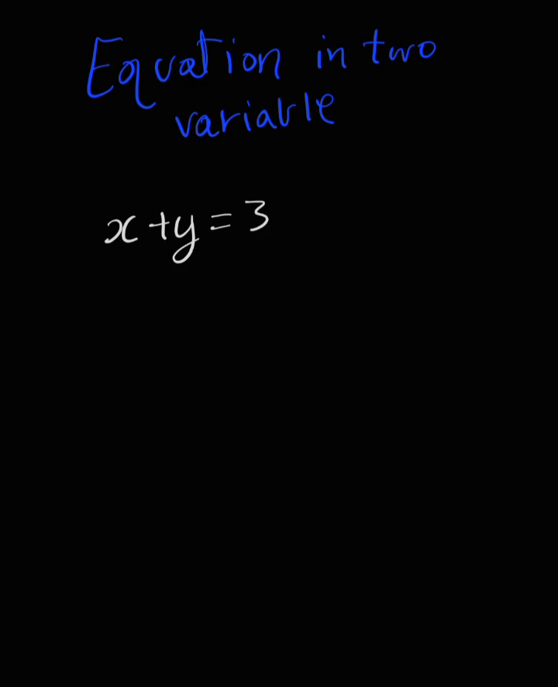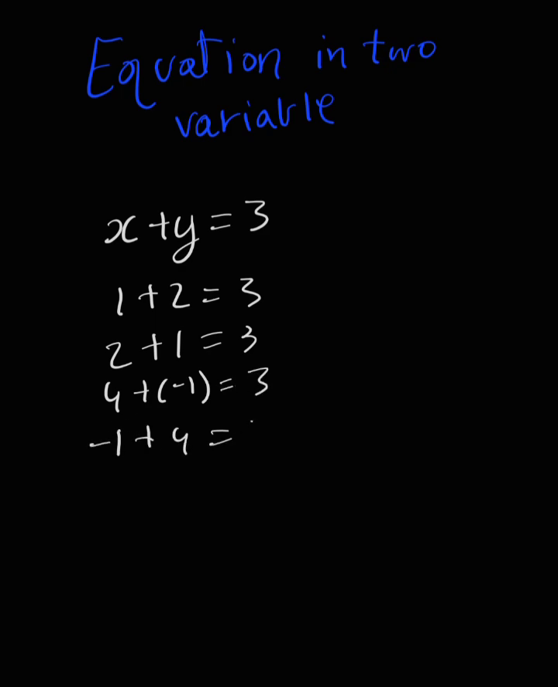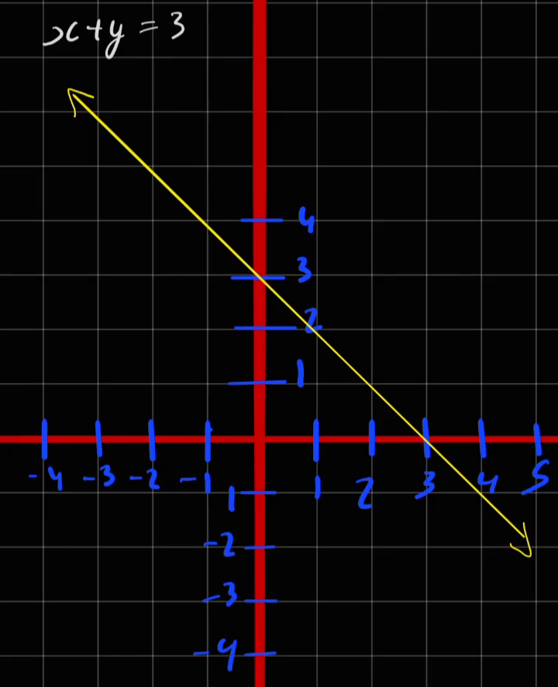If I ask for x and y, the first value can be 1 plus 2 is equal to 3. Next can be 2 plus 1 is equal to 3. Next can be 4 plus minus 1 equal to 3. And there can be minus 1 plus 4 equal to 3, and so on and so forth. And that's an equation in two variables. Let's look at the graph to understand it more. So now we will look at a graphical representation of that.